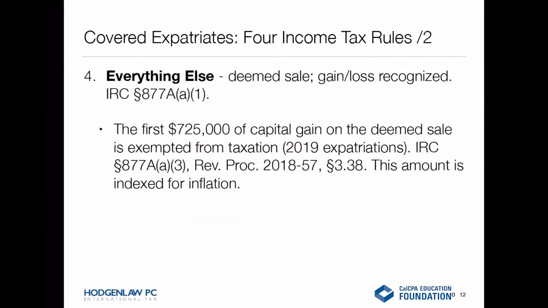And then lastly, this is sort of the major event for a lot of people. For most people, you have to pretend you sold all your worldwide assets in this deemed sale event and then recognize the gains or losses. So you're actually paying tax on the gains as if you sold everything you owned. You do get an exclusion. The first $725,000 of gains is exempted from tax, but anything above that, you will be paying tax. And so these 4 rules kind of comprise, when people say the exit tax, this is what they're referring to.